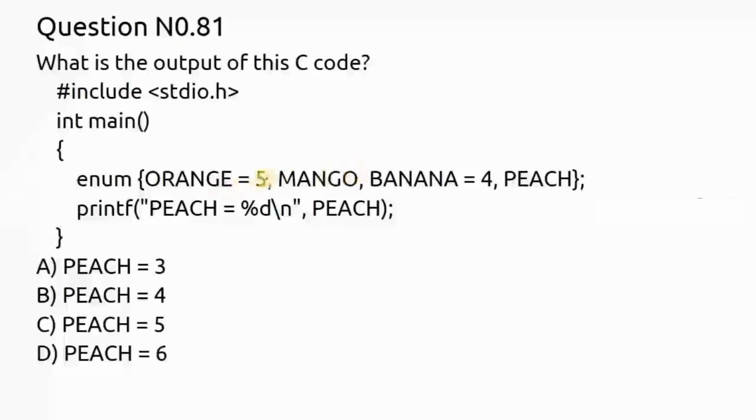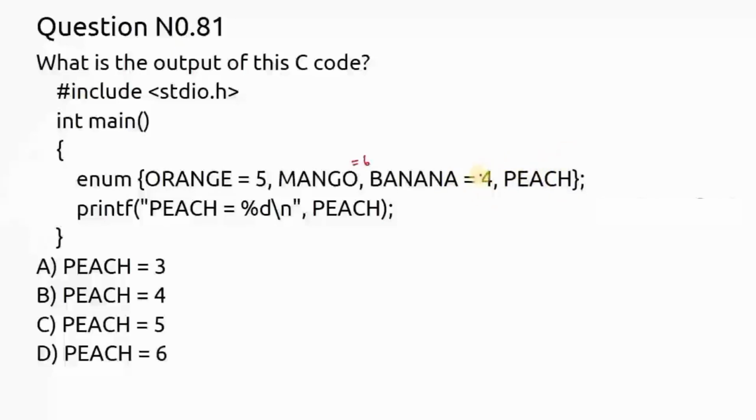So orange is equal to 5. The next, mango, will become 6. Next, banana, it would become 7 actually, but it is assigned 4. So now banana's value will be 4 only, not 7. Now what about the peach value here? The next value after this assigned value. It will not take 7 like that.